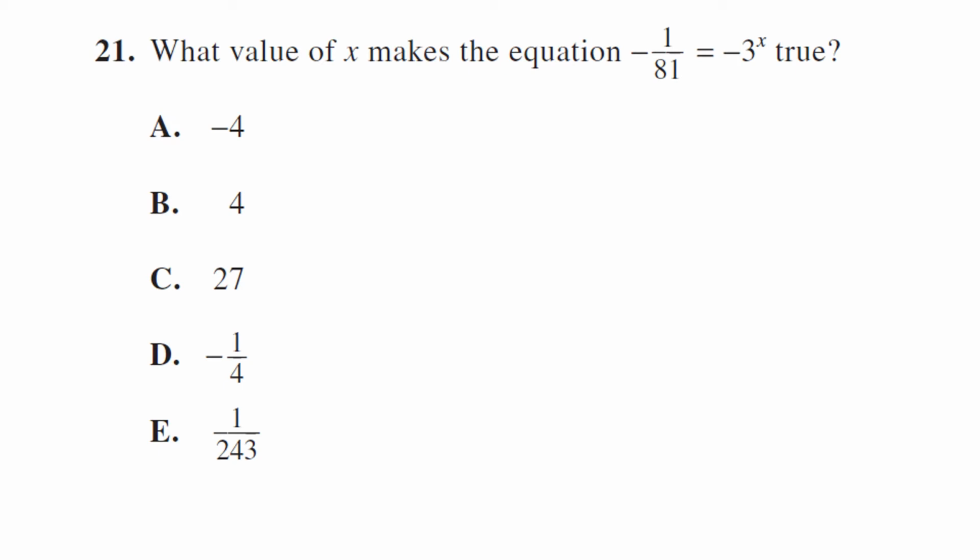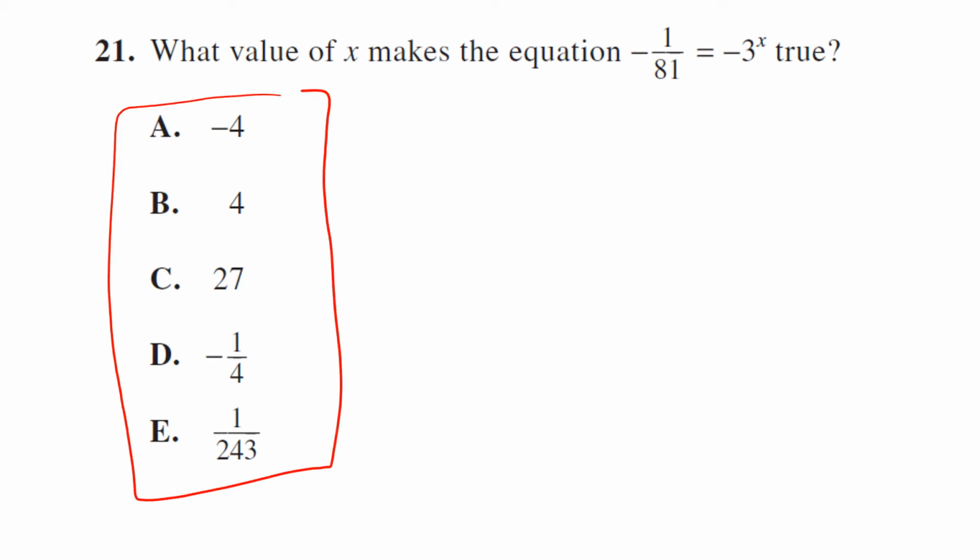By far the easiest way to answer this one is in your calculator. Just take these numbers and plug them in for x. -3 raised to the -4th power. Make sure you're using parentheses right, and you get -1/81, and so your answer has to be A.